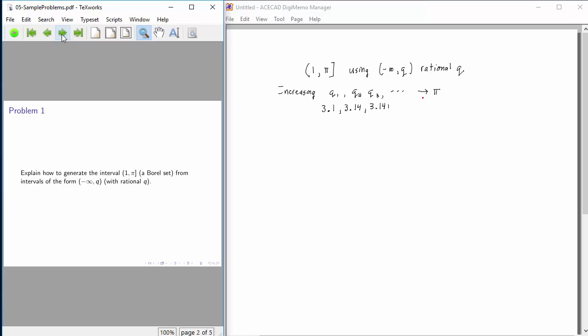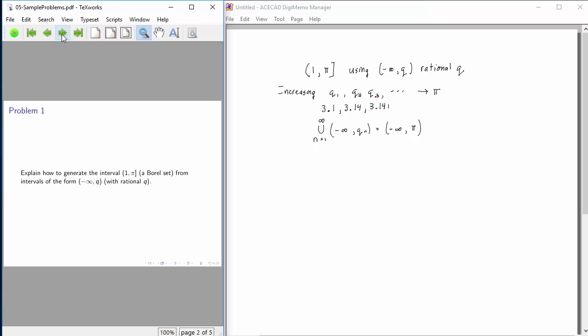Okay, there are only countably many of those, and therefore I can take the union, and I'm still in the sigma field, the union from n equals 1 to infinity of this collection of intervals is exactly what I want. It's the open interval from minus infinity up to pi. Why up to pi? Because this sequence converges to pi, so any number that is less than pi is going to be in this union.